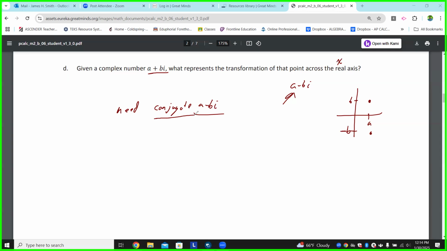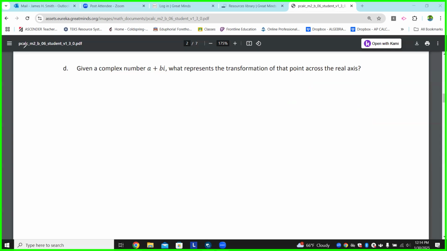I think we have enough of the stuff from last semester coming back to the forefront of our brain.